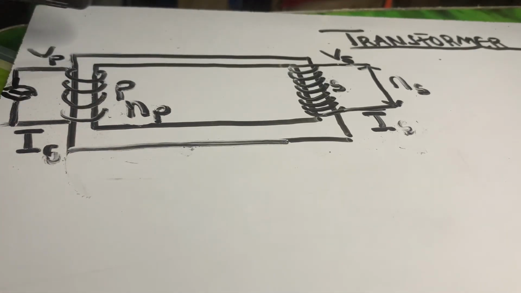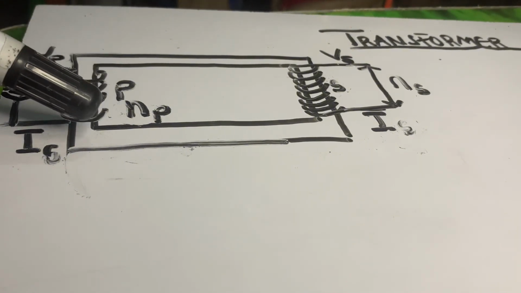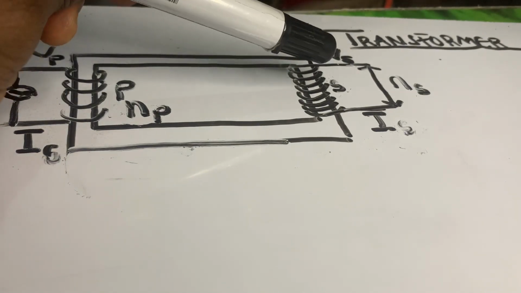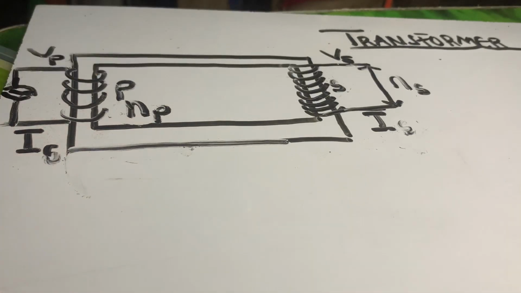The primary coil is usually connected to a source of alternating voltage. The current in the primary coil induces a magnetic flux, and this magnetic flux causes an induction of voltage in the secondary coil.